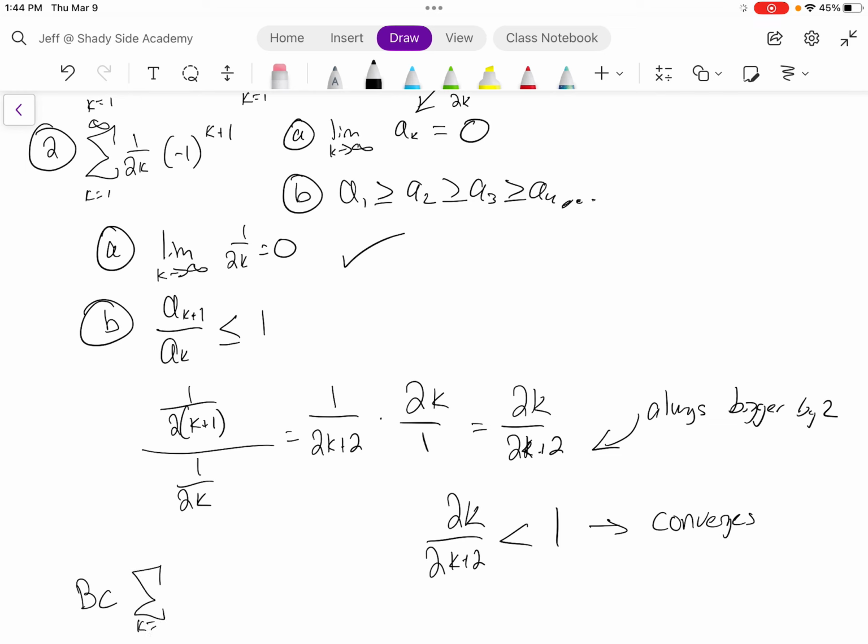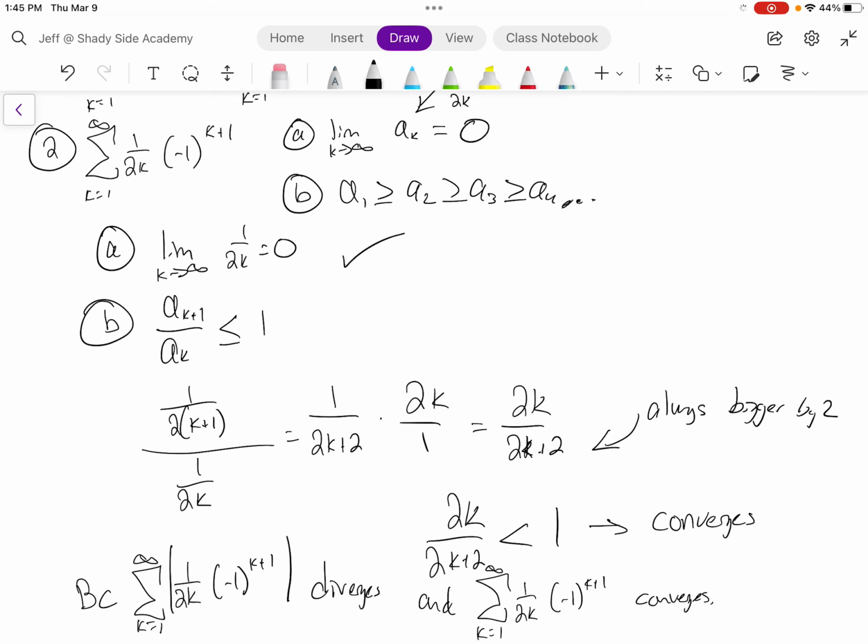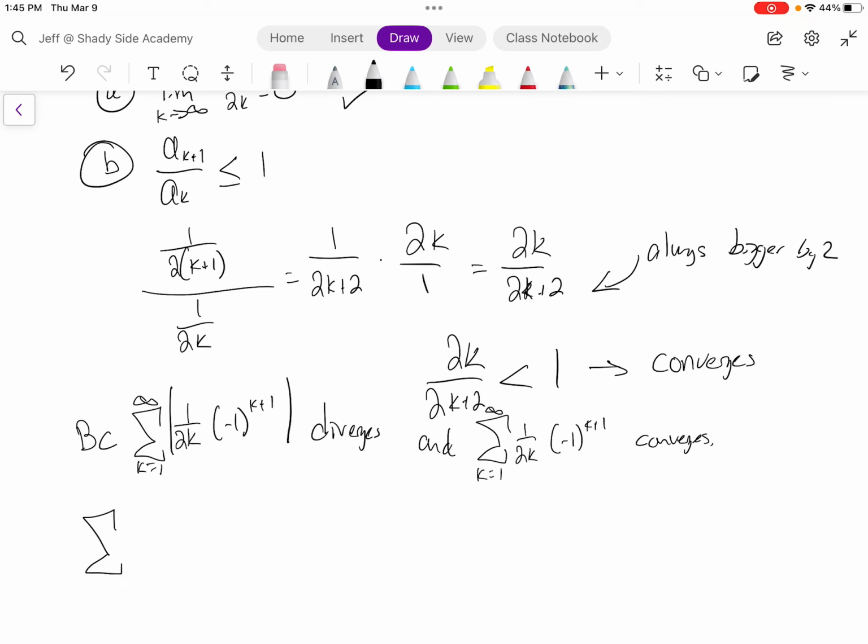And then we would say, because the absolute value series diverges, and sometimes to be more exact, you might see it written out nicely like this with absolute value bars, diverges, and this thing converges, that first series that we looked at, 1 over 2k times negative 1 to the k plus 1, converges conditionally.